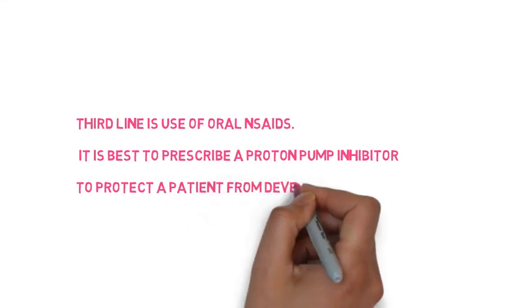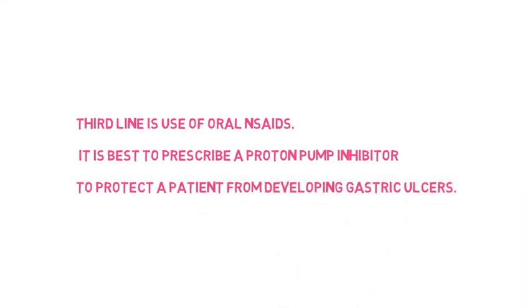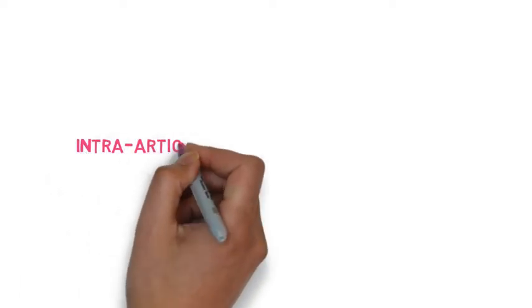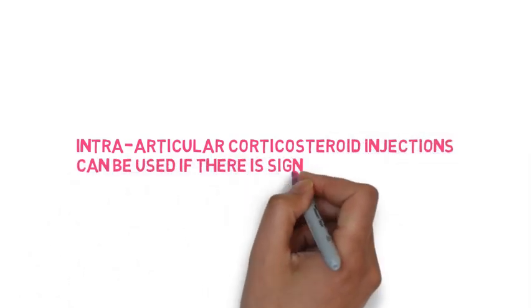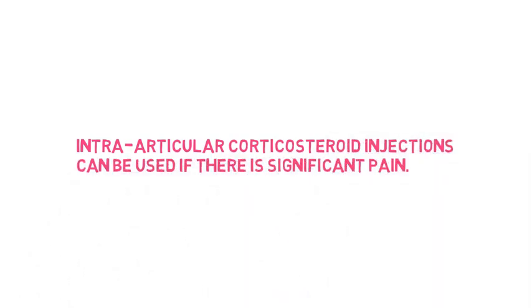best when prescribed with a proton pump inhibitor to protect the patient from developing gastric ulcers. And finally, in severe pain, you would give intra-articular corticosteroid injections, and then ultimately, if these are not effective, surgery would be then implemented.